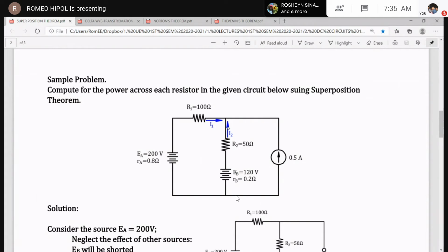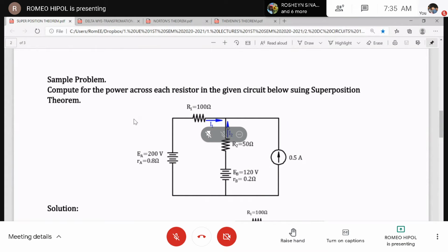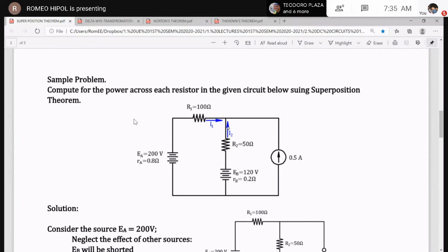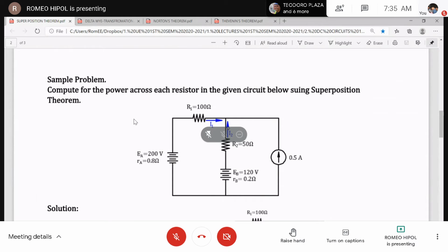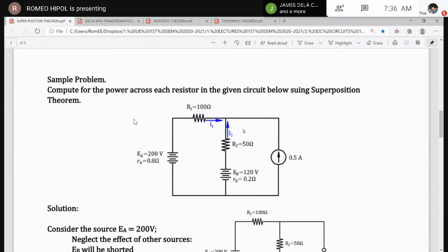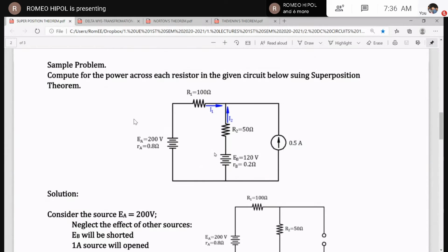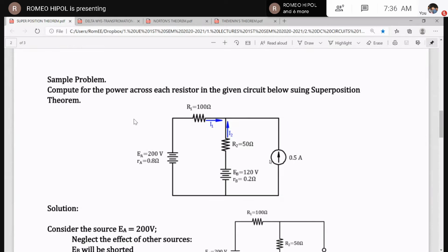Set tayo ng assumption, di ba, initially, which is hindi naman natin sigurado kung tama yung assumption. Pero pwede na naman natin gawin. Pero pwede rin kasing magbago ng direction with respect to the actual computed value or yung direction niya. Okay, sige. Dito tayo nagtagal ng last time.